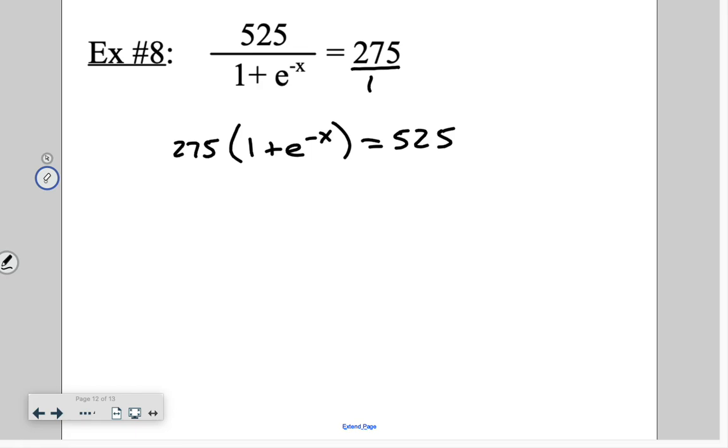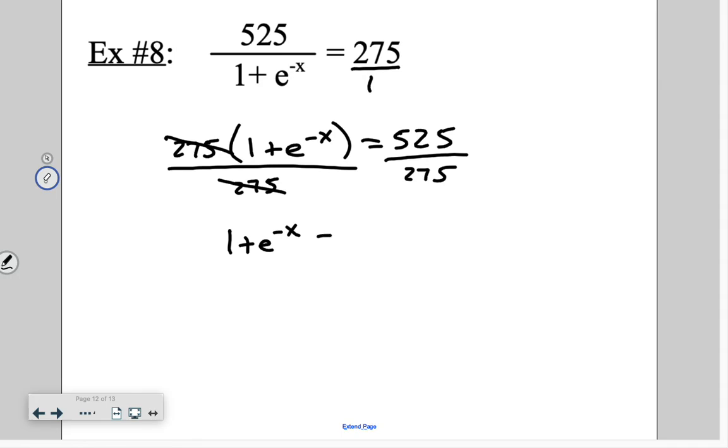Now what? What comes next? Okay. You could either distribute the 275, or I would do exactly what Cooper said. I would divide both sides by 275. Get that out of there. Those cancel. We've got 1 plus e to the negative x equal to, what does that give you? 1.91. Okay, 1.91. Subtract the 1 over. Remember, we've got to get the e by itself, which means e to the negative x power equals 0.91.